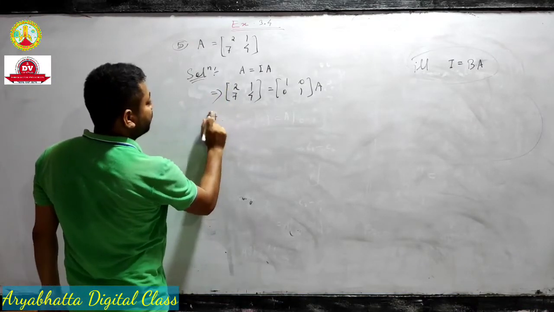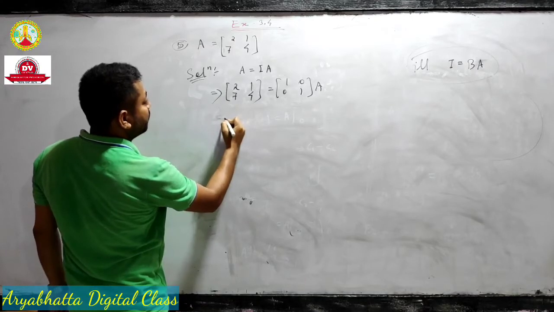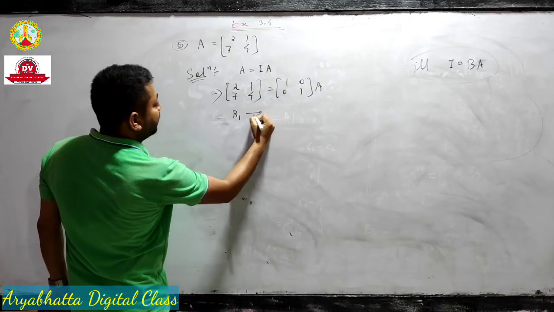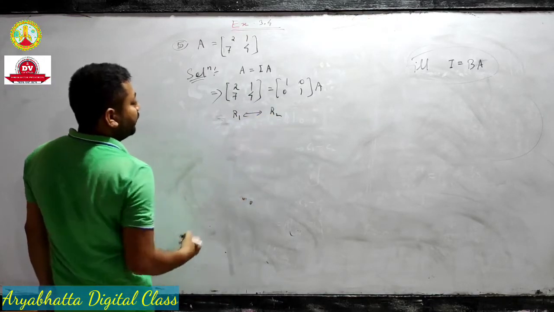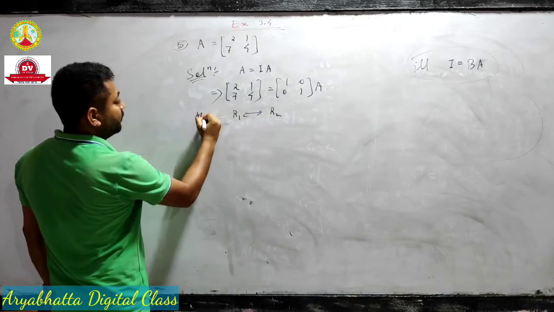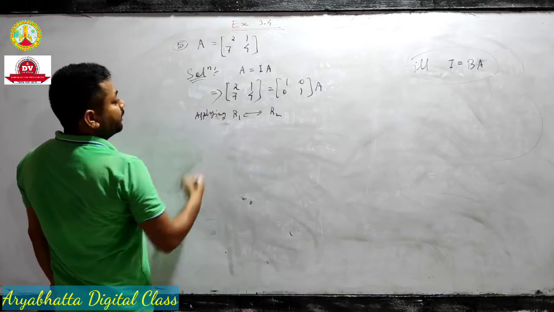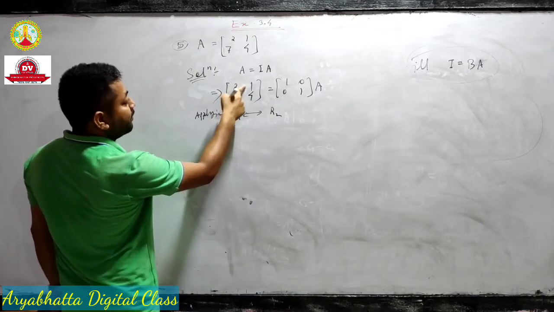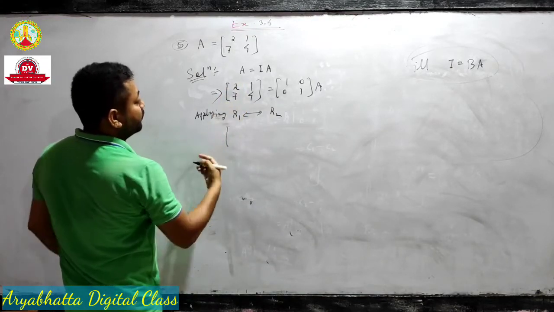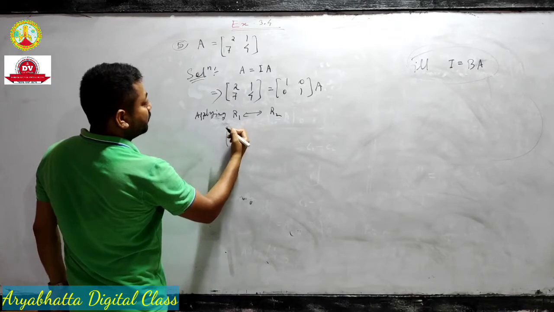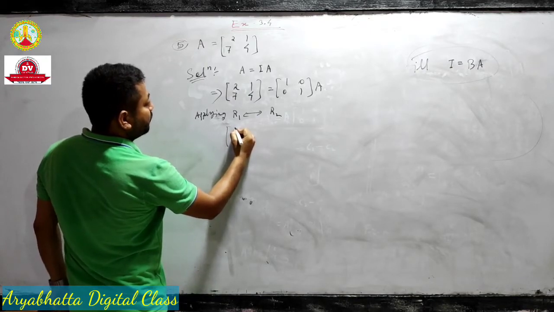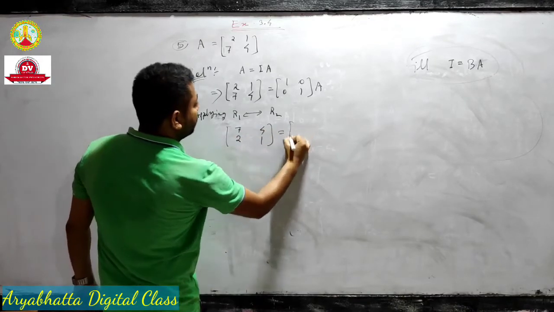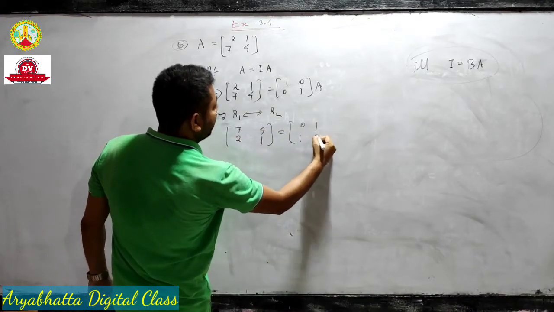For these elements, we apply R1 interchange R2. That means each element of R1 is interchanged with R2. Then we have 7, 4, 2, 1 equal to 0, 1, 1, 0 into A.